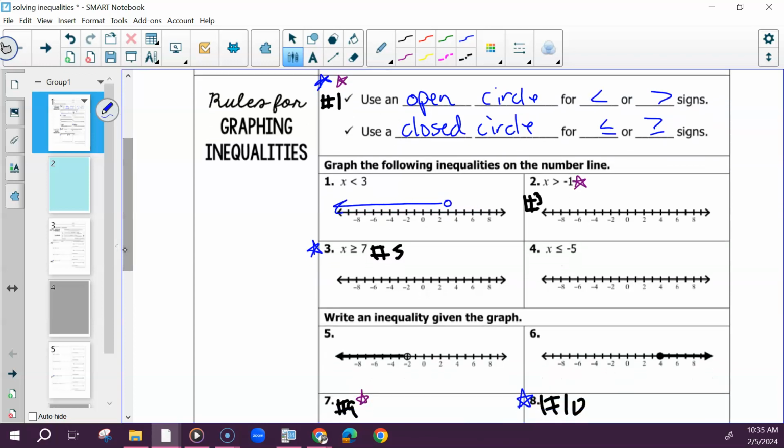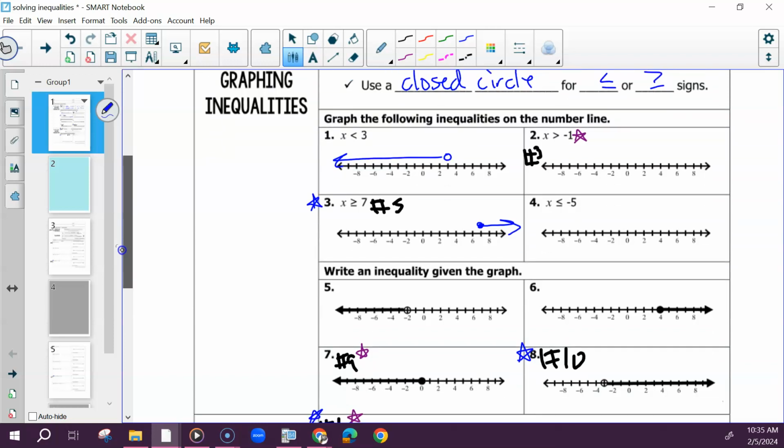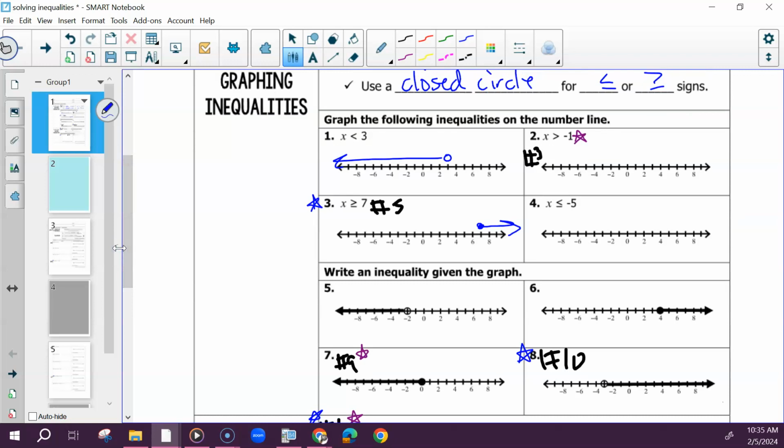3. Would 3 be open or closed? Closed. At 7. Would the arrow go to the right or to the left? Right. Most of the time, the way the arrow is pointing is the way you draw yours, but not all of the time. We'll talk about that. Questions on how to graph this?